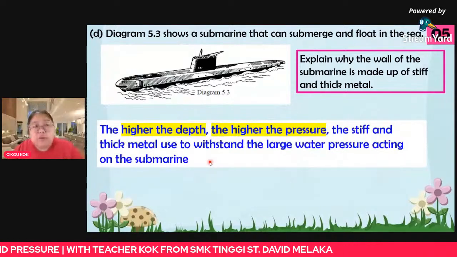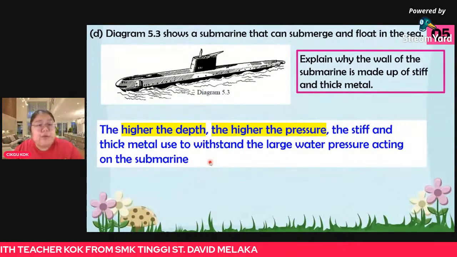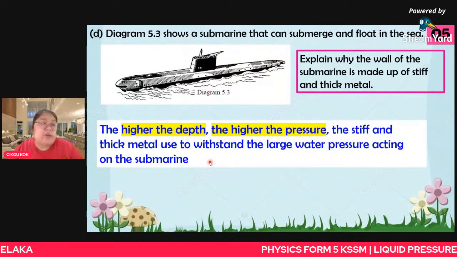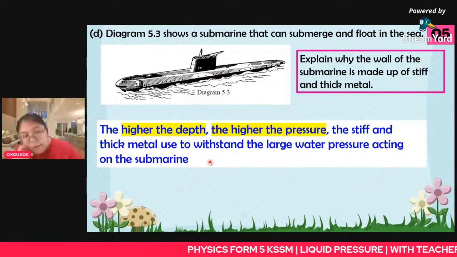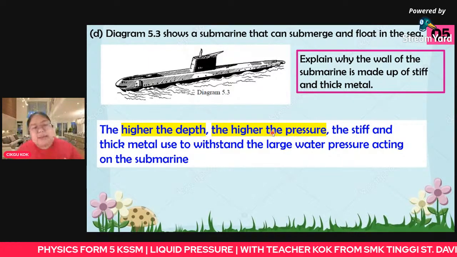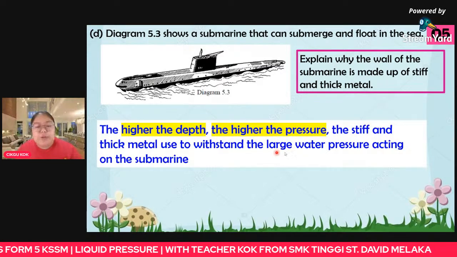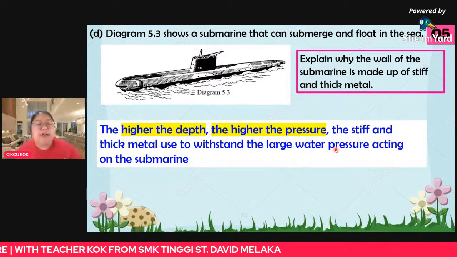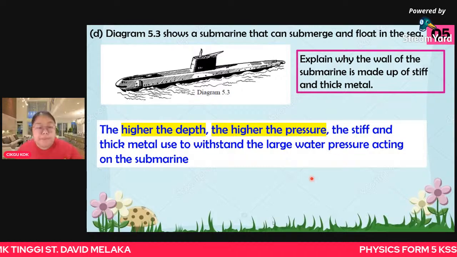The force acting on the submarine will also increase, so you also need to withstand the higher forces. Okay, so from here, the keywords are higher depth, higher pressure. The second mark is about withstanding the larger pressure. So this is why the wall is built with stiff and thick metal.